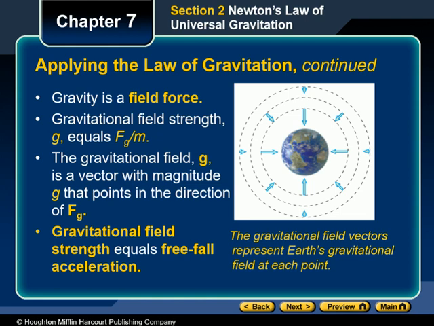Figure 2.5 on the screen here shows gravitational field vectors at different points around Earth. As is shown in the figure, gravitational field strength rapidly decreases as the distance from Earth increases, as you would expect from an inverse square, based on Newton's law of universal gravitation.